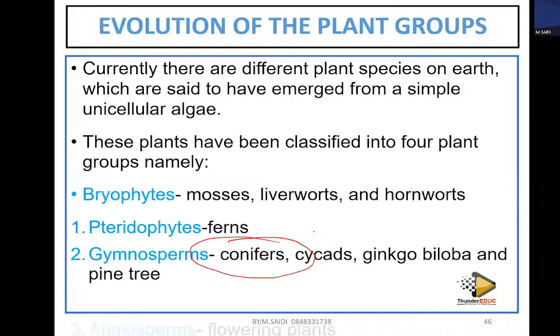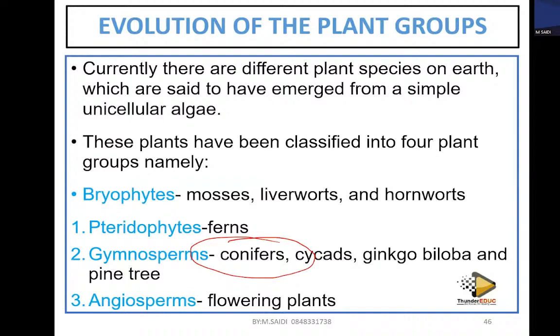Another one is what we call the angiosperms, the most developed plants, which we call the flowering plants. These are plants which have flowers. Why do we use such tough words to describe these plants? They have a basis for them to be the way they are. So let's look at how they developed, which we call the phylogenetic tree.